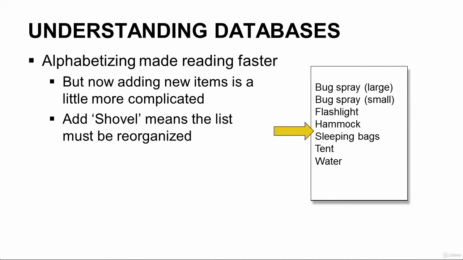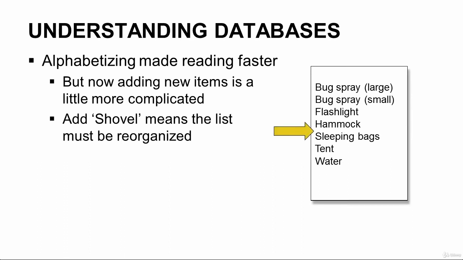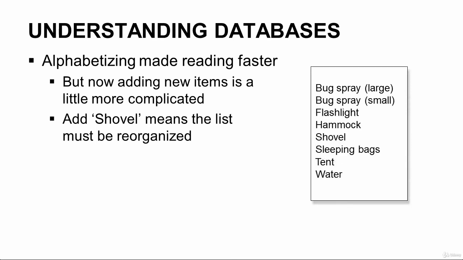Well, if our list wasn't alphabetized, we could add shovel really quickly and easily. We just add it to the bottom. But with an alphabetized list or an indexed database table, we can't just add it to the bottom. It has to go into the appropriate location. And so we've had to reorganize our index to put the shovel in the list. Before we put shovel in, this was our data. And then after we've added shovel, sleeping bags, tent, and water moved down. This is a minor thing here.